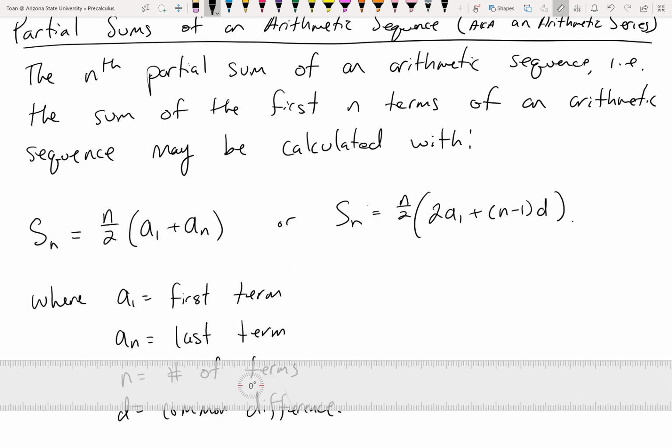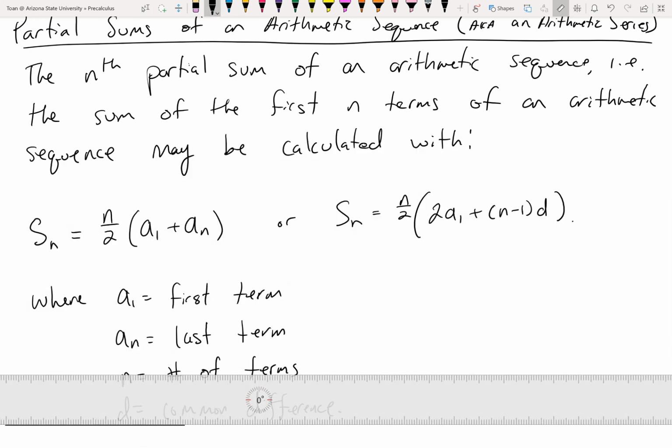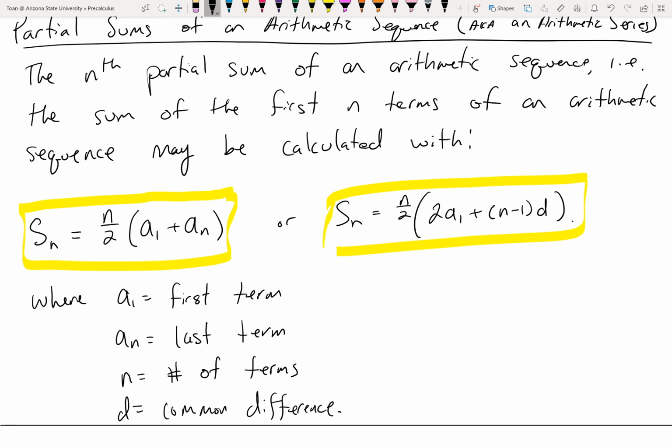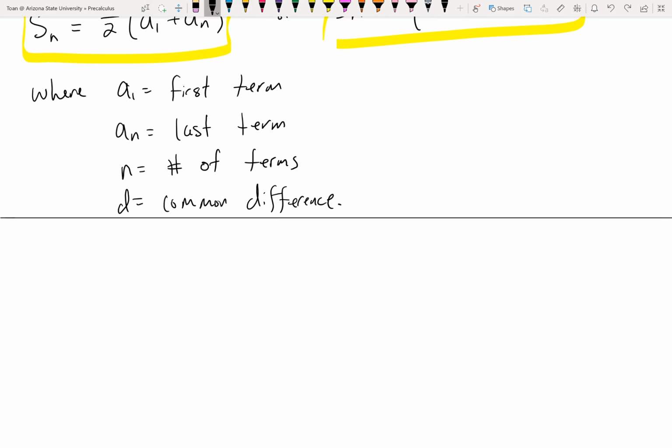So that is how you go about finding the partial sum of an arithmetic sequence. It's just an application of the formula, if you know these formulas. So you're looking for the pieces: the first term, the last term, and the number of terms, or the number of terms, the first term, and the common difference. That's what you're looking for, and you use whatever formula suits your needs.